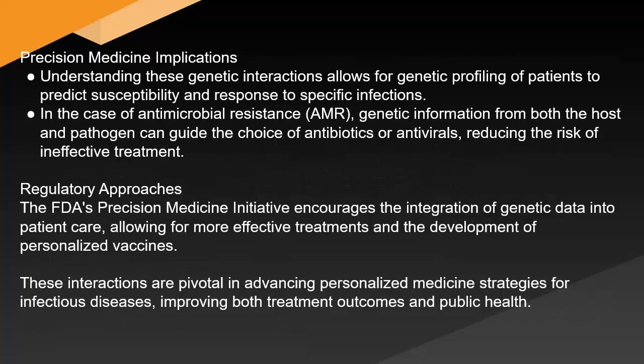Precision medicine implications: understanding these genetic interactions allows for genetic profiling of patients to predict susceptibility and response to specific infections. In the case of antimicrobial resistance (AMR), genetic information from both the host and pathogen can guide the choice of antibiotics or antivirals, reducing the risk of ineffective treatment.